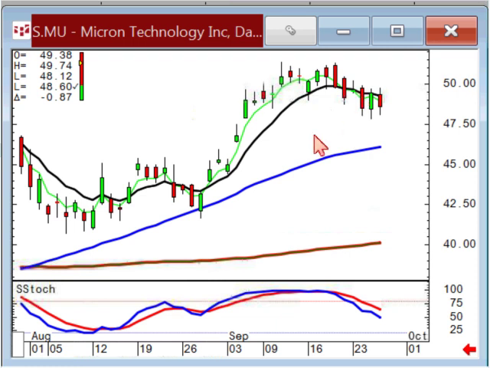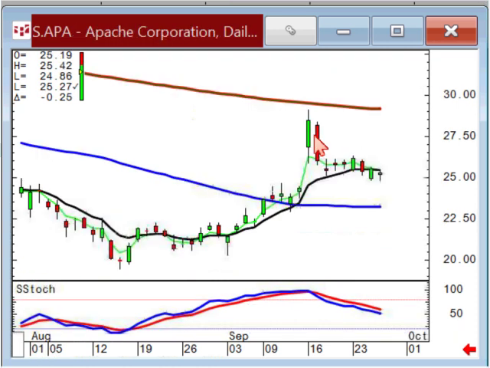So Apache, if I had been long up here, I would have definitely had my stop at where it opened, because logic says if it comes back down through there, the selling has started.